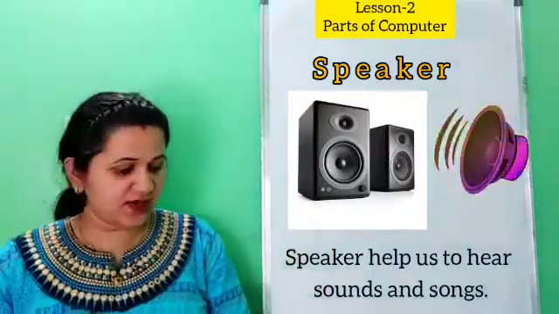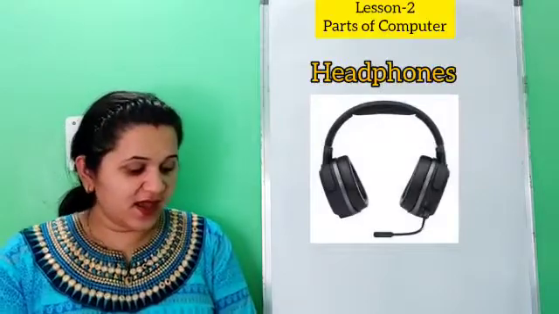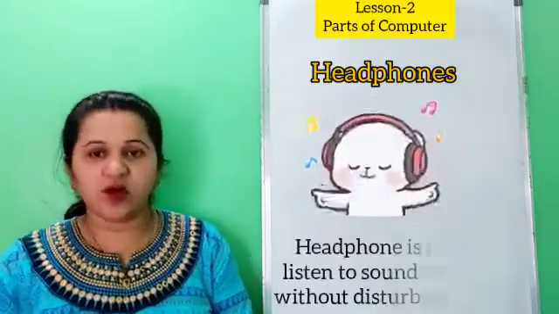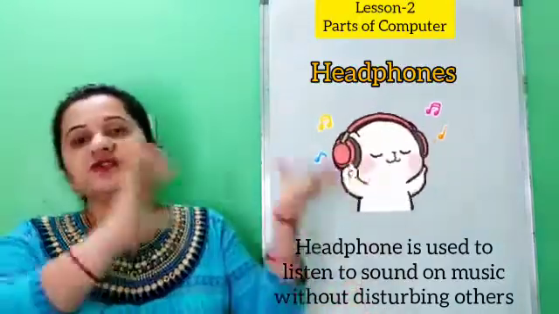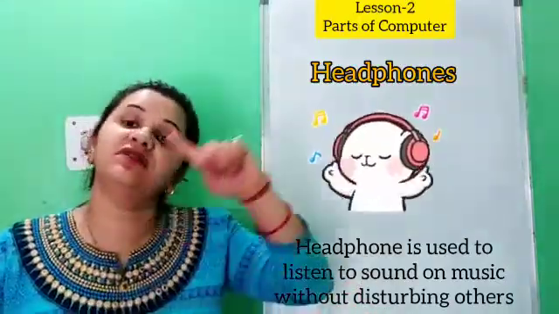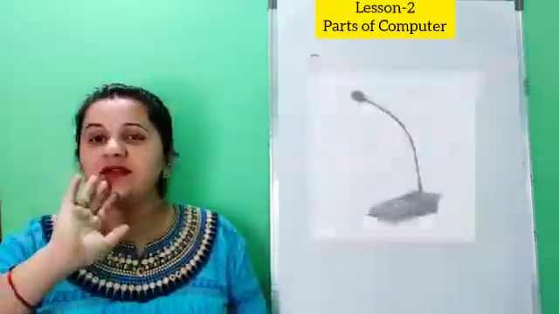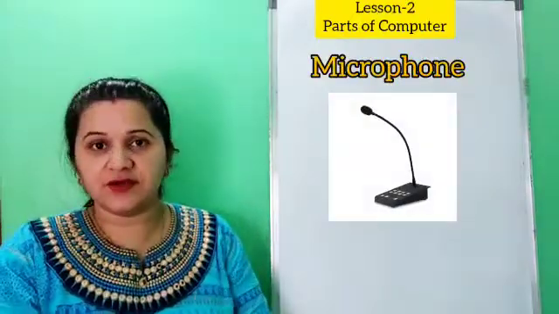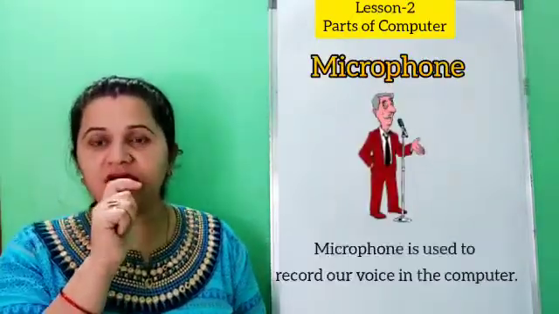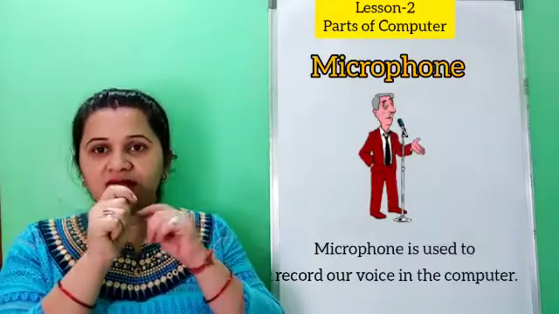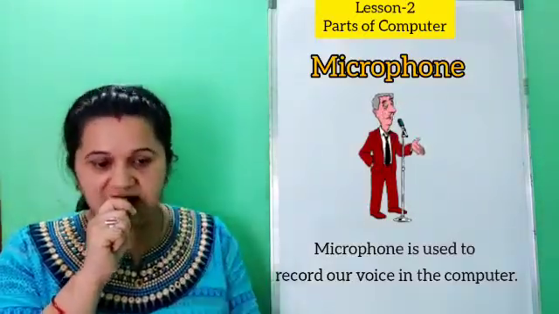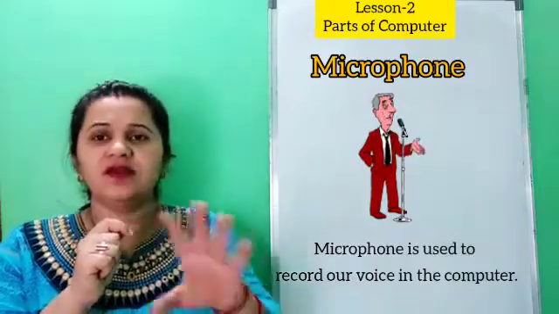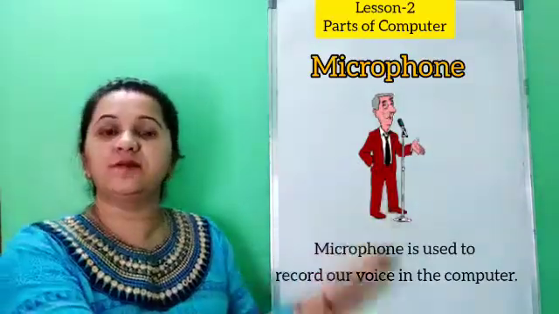Got it children? Now next comes the headphone. Headphones are what? We can wear them on our ears. They also help us to listen to the voice but without disturbing others. Children, the next device is the microphone. A microphone is a kind of a mic. Whatever I am saying, whatever my voice is, whatever I am speaking, all of that gets stored into the computer.